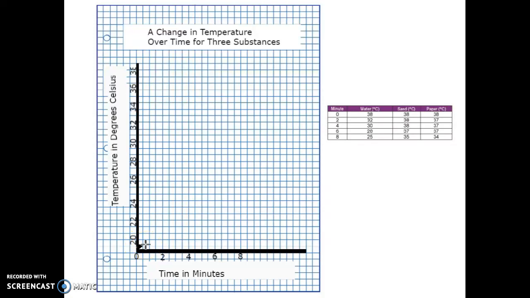The next thing that I'm going to show you is actually how to plot your points. So in this graph, we have 3 different substances. So in order to make our line graph, I will be using 3 different colors to plot the points, and then I will connect those points after I am done. So I will start with water. 0 minutes and 38 degrees Celsius.